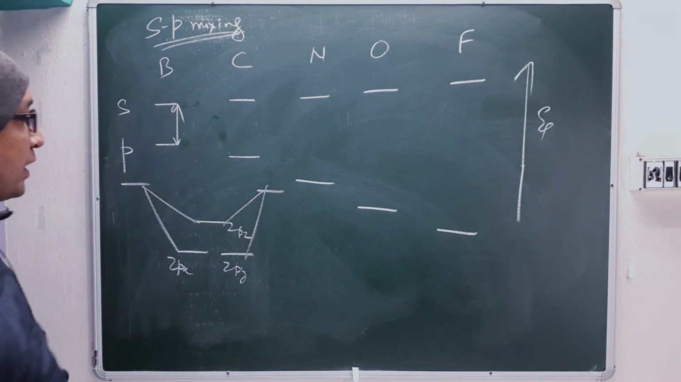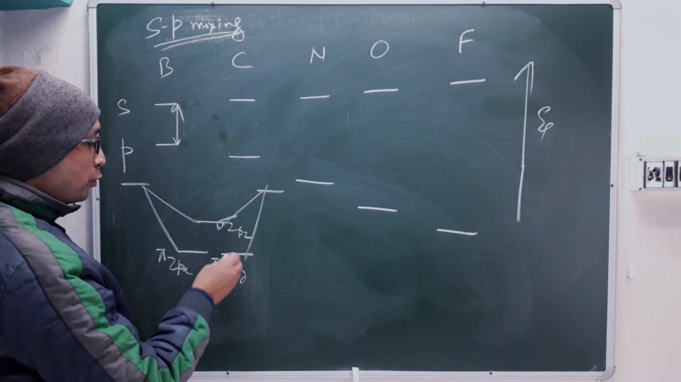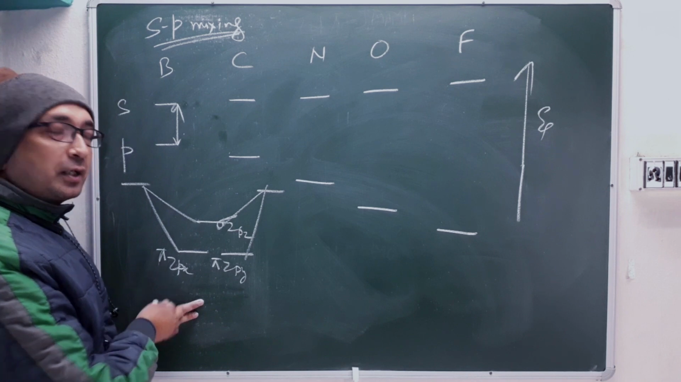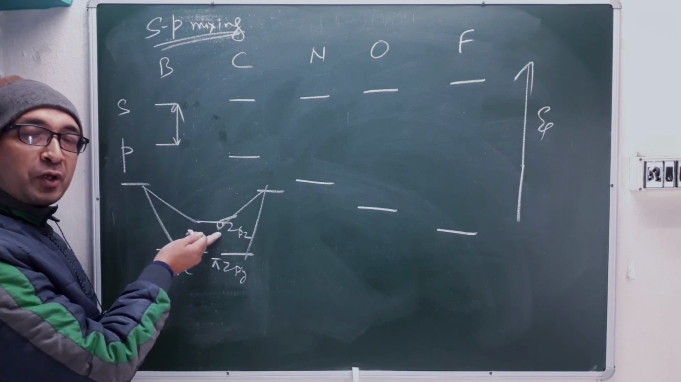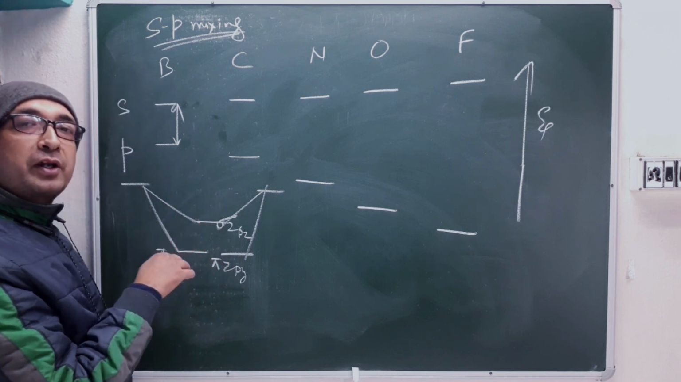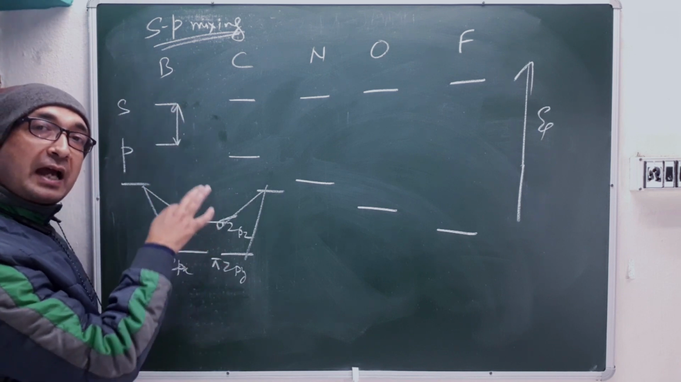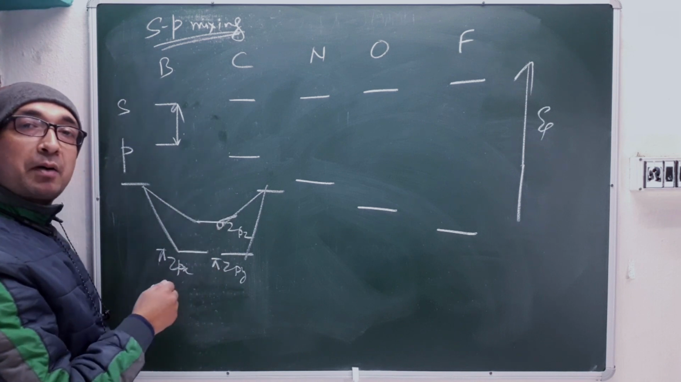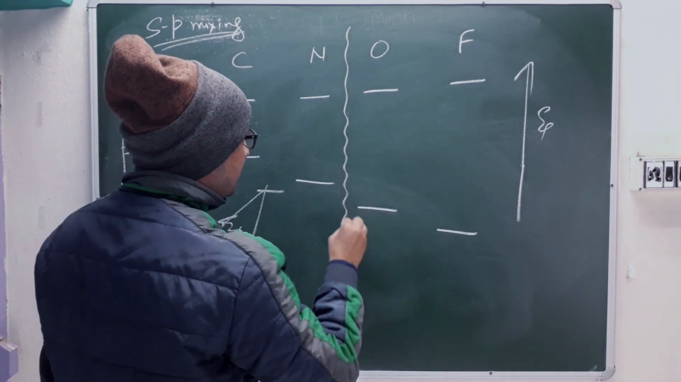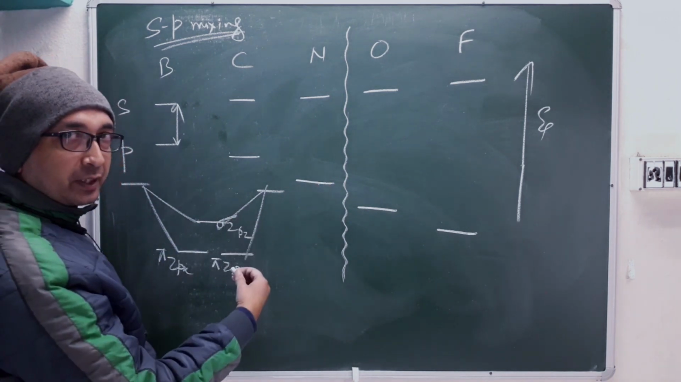Because of this sp mixing, sigma 2pz will go up and pi 2px and pi 2py will be down. This will have lesser energy compared to the sigma bond. Okay. Always we used to see that the pi bond has higher energy compared to the sigma bond, right? But if sp mixing is happening, then this pi bond will have lesser energy than this sigma bond. Here also the same thing. Just in this place the continuity will break. Correct?